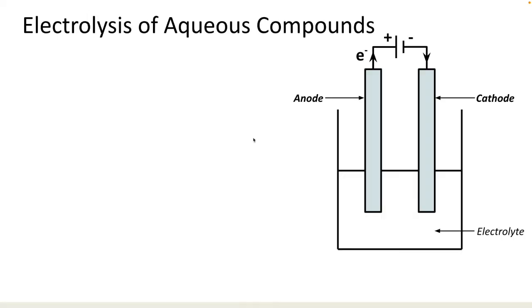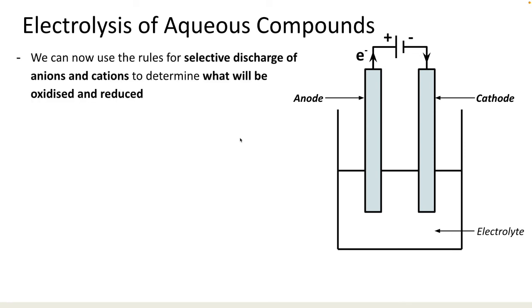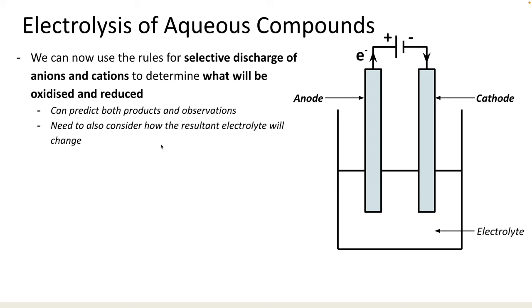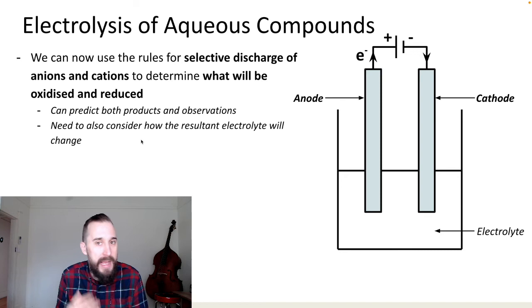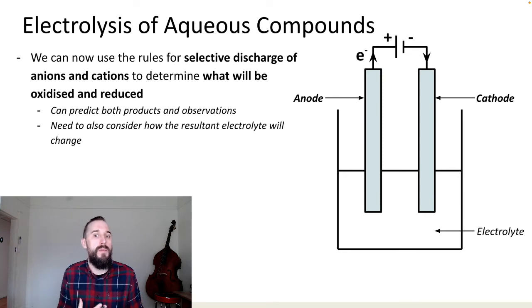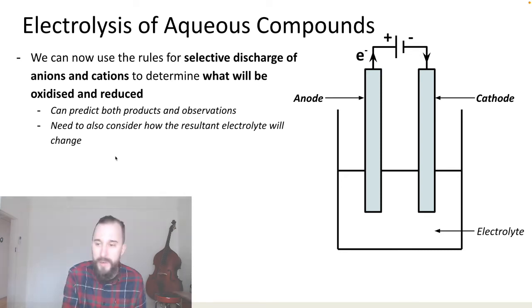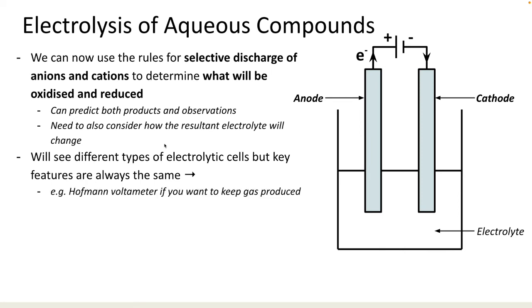Let's put it all together. Let's do some electrolysis of aqueous compounds. We can now use our rules for selective discharge to determine what's going to be oxidized and what's going to be reduced. Again, we can predict both observations and the products. And unlike the molten compound, we're going to have something that remains behind in the electrolyte. Now, this could actually end up being something different than what we started with. Let's do an example and it will all come into fruition.